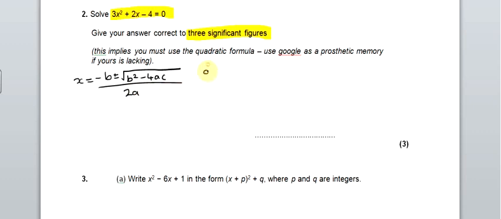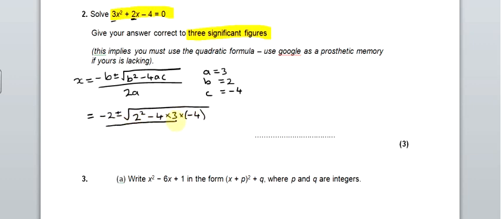And a equals 3 because that's the number here, b equals 2. These numbers are called coefficients, by the way, that's the coefficient of x, and c equals negative 4, so the signs, notice, come with them, and we just substitute. So we've got minus 2 plus or minus the square root of 2 squared minus 4 times 3 times minus 4, and you'll notice I've put the negative 4 in brackets and all over 2 times 3.